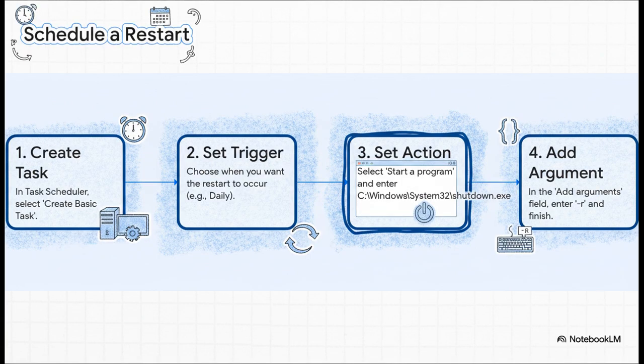Want to make sure your computer gets a fresh start every single morning? You can actually use the built-in task scheduler to make it happen automatically. You just create a new task, set a trigger, like say daily at 3 a.m., and tell it to run the shutdown.exe program with the -R argument. It is a fantastic set it and forget it maintenance trick.